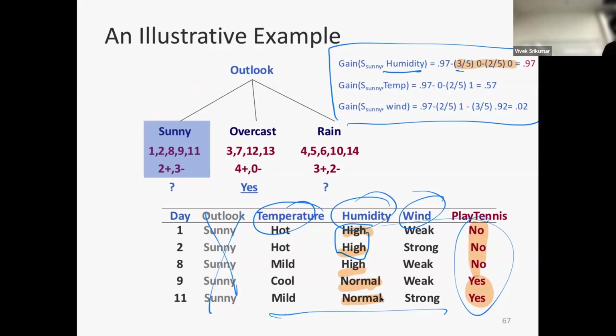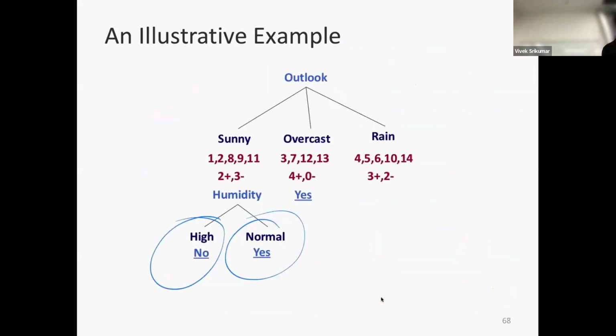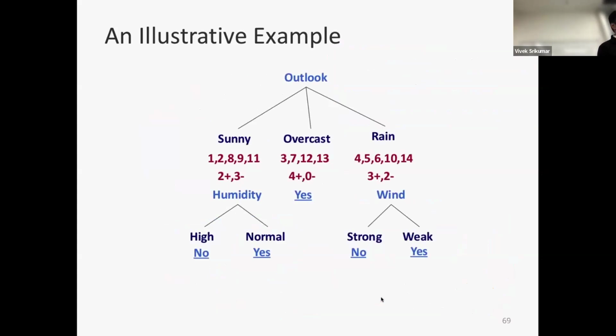Basically, by splitting on this feature, you get a perfectly pure subset. And so this is a good feature to split on because it's highly informative. This is the most informative feature, in fact, for this partition. You'll see that in the other case also, if you work it through for rain also, you'll find that the feature wind has a similarly high information gain.